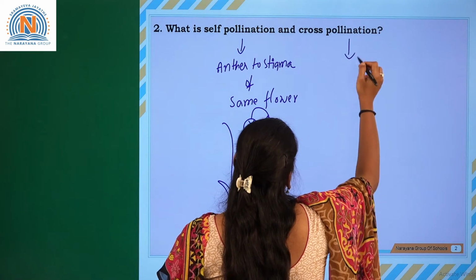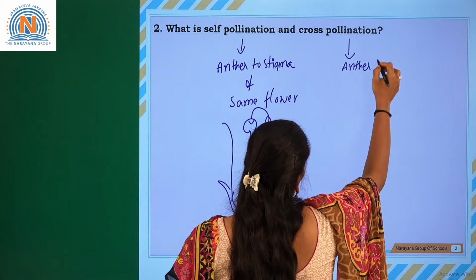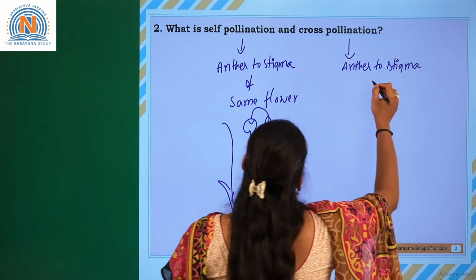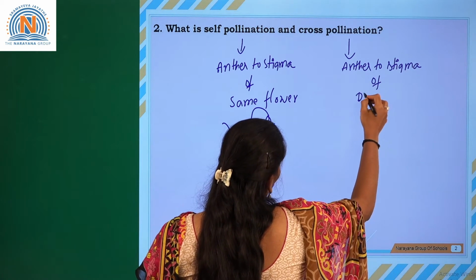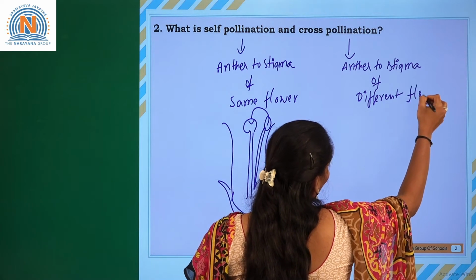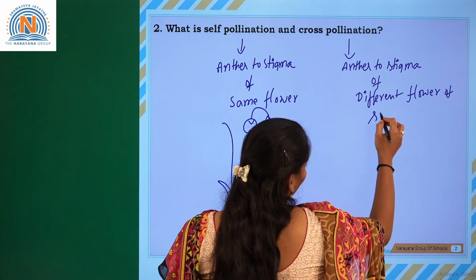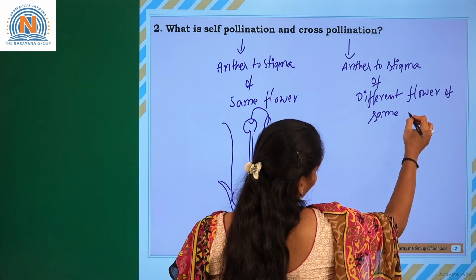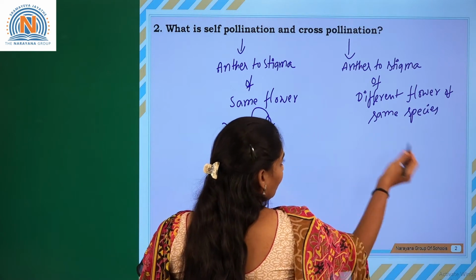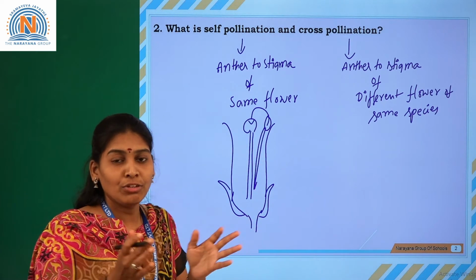Cross-pollination is the transfer of pollen grains from anther to stigma of different flowers, but different flowers of the same species, the same kind of plants, the same species.